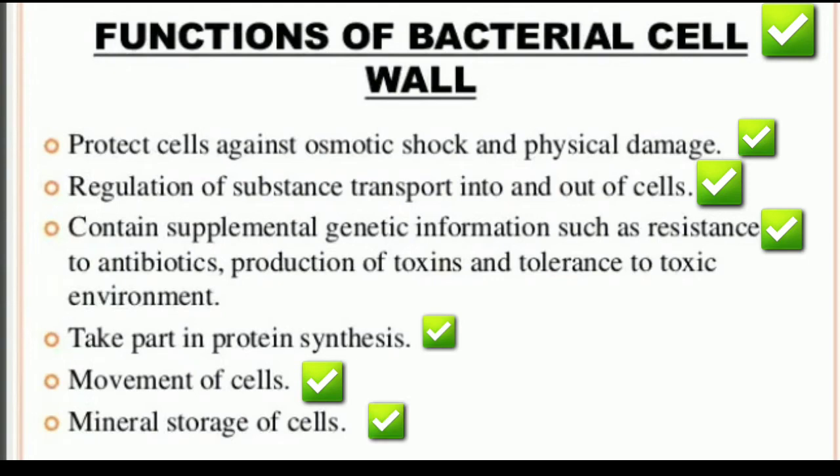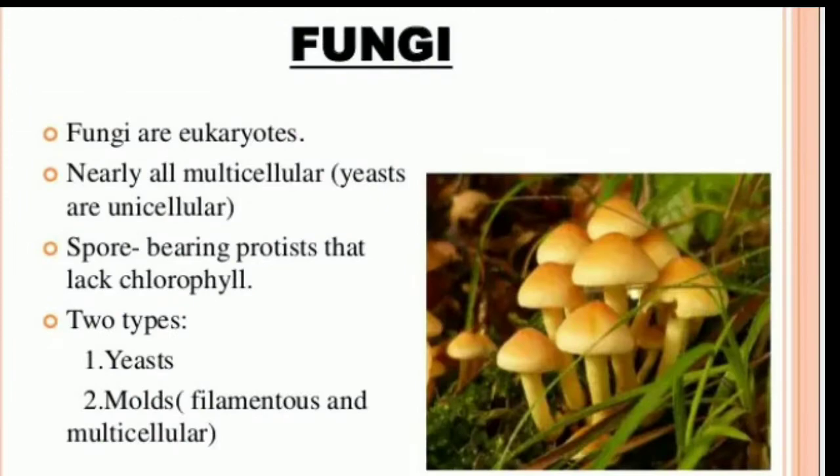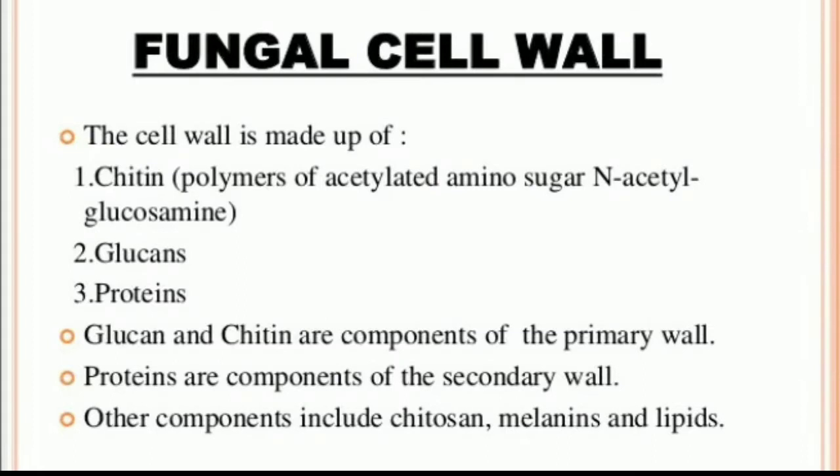Movement of cells. Fungi. Fungi are eukaryotes, nearly all multicellular, spore-bearing protists that lack chlorophyll. Two types: first is yeasts, second is molds, which are filamentous and multicellular. Fungal cell wall. The cell wall is made up of 1. Chitin, 2. Glucans, 3. Proteins.